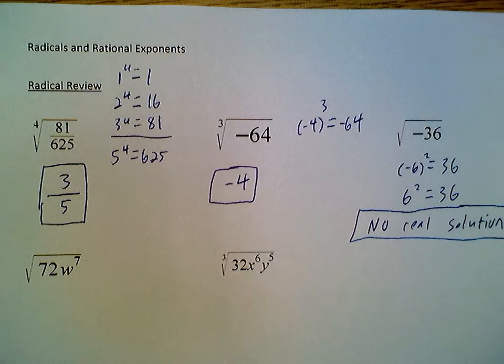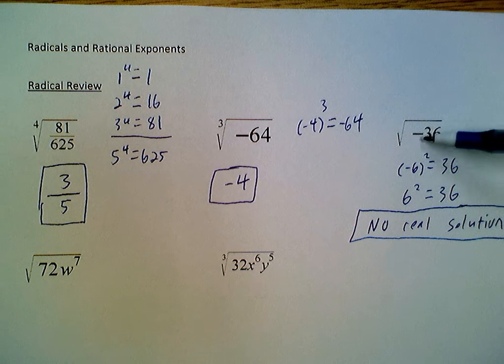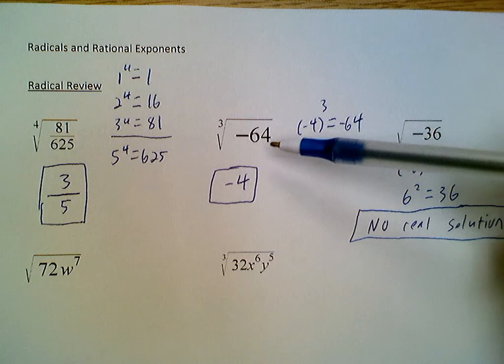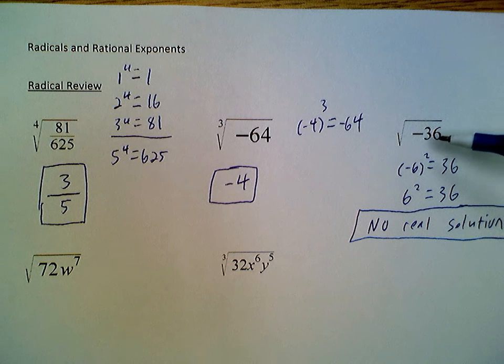Okay, you might remember something about imaginary numbers from Algebra 2, and we're going to talk about those later, but for now, there is no real number that you can take the square root of negative 36 and get. And that'll be true anytime you have an even root, like a square root or a fourth root or a sixth root or eighth root, etc. You can't have a negative number inside of it. You'll get no real solution. Odd roots, like in the previous example, are fine, because a negative times a negative times a negative is negative. But with even roots, you can't have a negative inside.